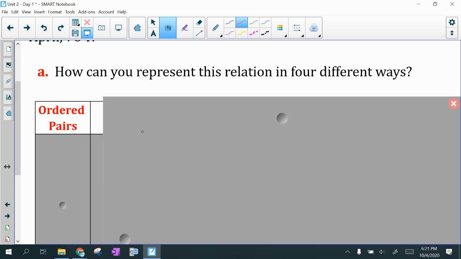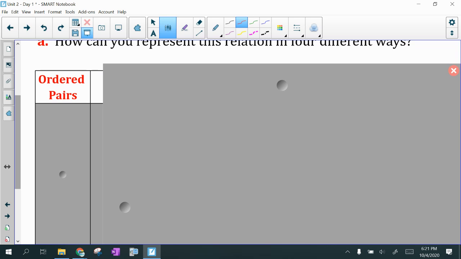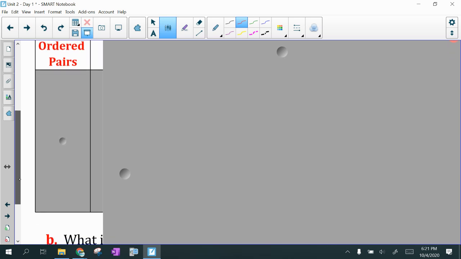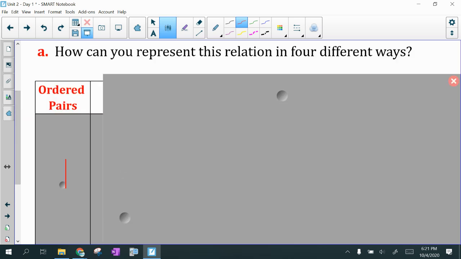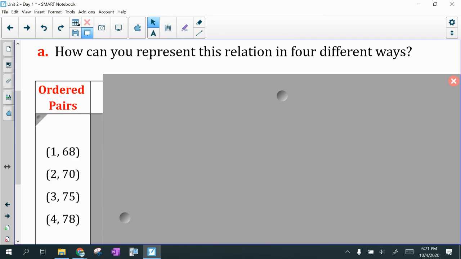How can we represent that four different ways? Well, we could write it as ordered pairs, with the x-coordinate being the month and the y-coordinate being the temperature. So I'm going to do that, and I can do it something like that there. Not too exciting.